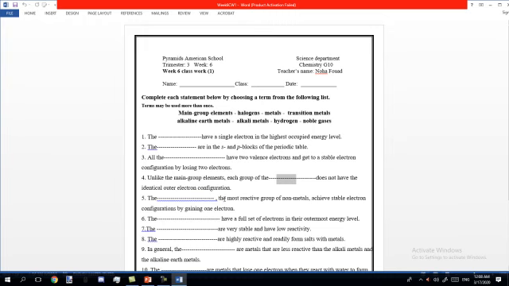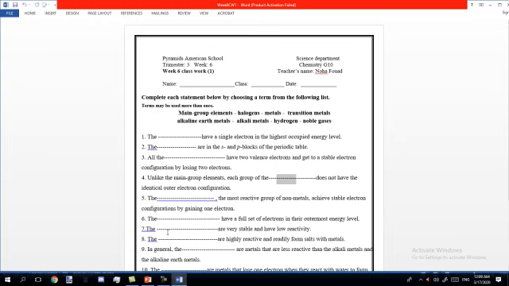Number 5, the dash, the most reactive group of non-metal. Before you continue, what is the most reactive group of non-metal? Of course, they are the halogens. The halogens are the most reactive group of non-metal. Number 6, the dash have a full set of electrons in their outermost energy level. What have a full set of electrons? They have a completely filled outer level. They are, of course, the noble gases.